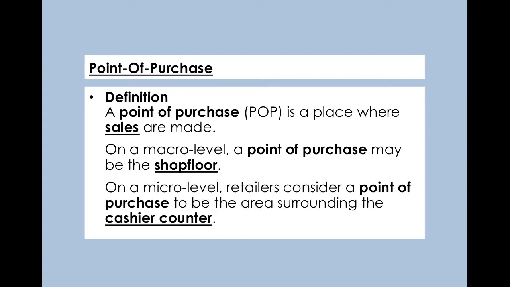On a micro level, in the entire store, where would be the crucial point of purchase point? It would be at the cash counter where customers are actually making payment for their purchases. So these are the two broad categories of point of purchase that we're going to go into. Okay, we shall stop here and the next video would go into the first macro level of point of purchase.